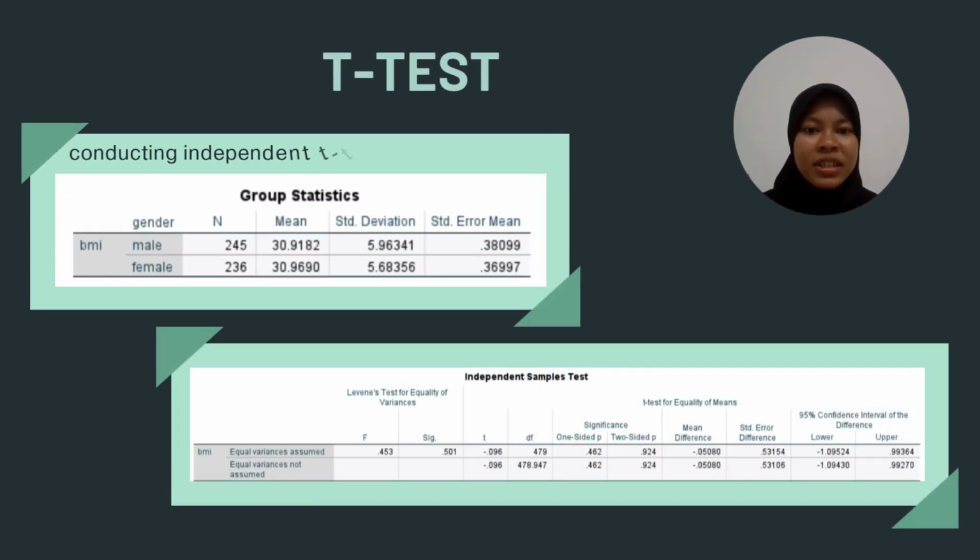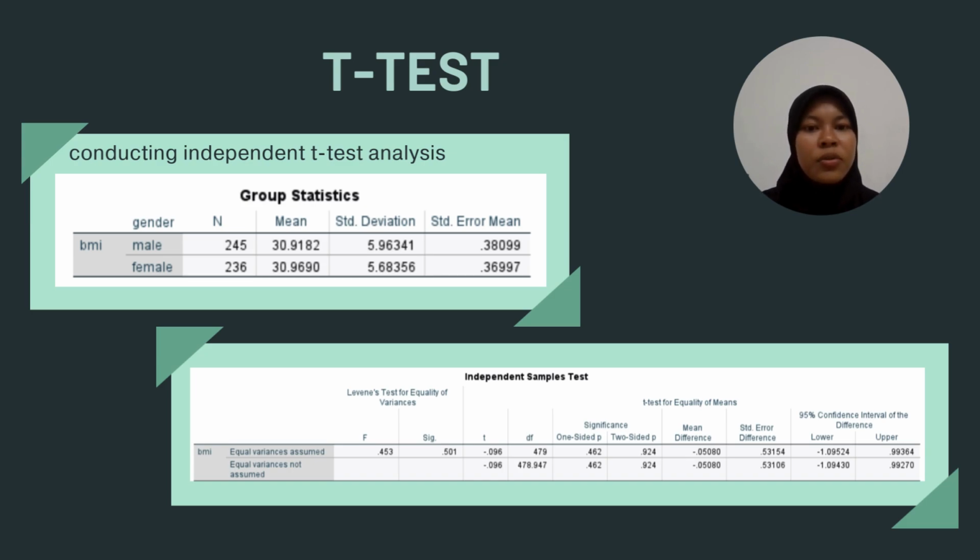So, after checking the normality of the data, we can conduct the independent t-test analysis. From conducting the independent t-test, SPSS has generated the output shown on the slide.